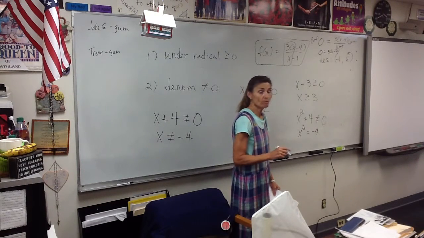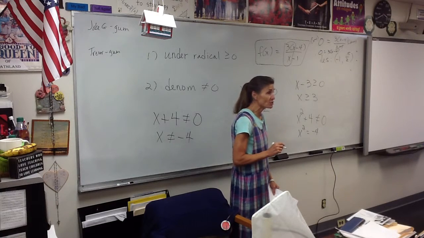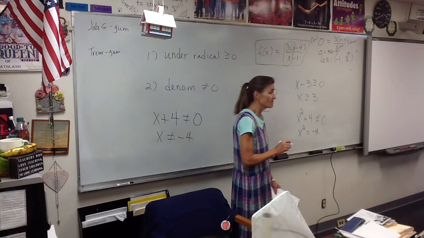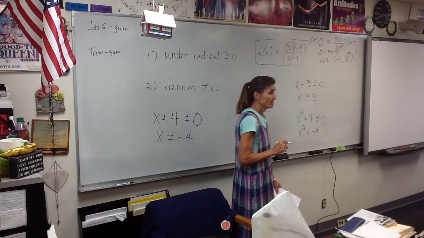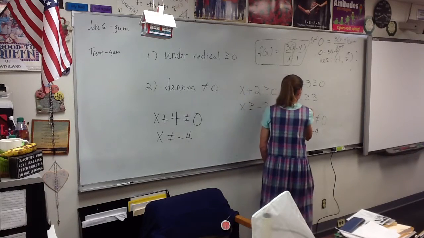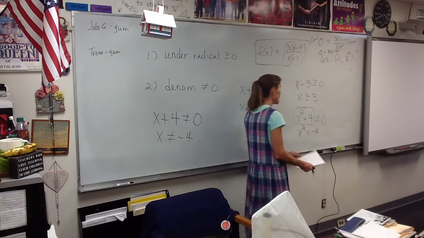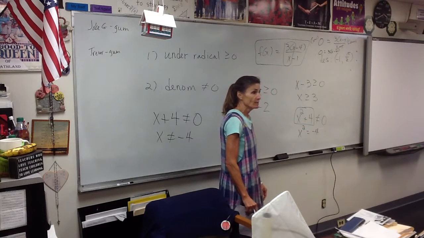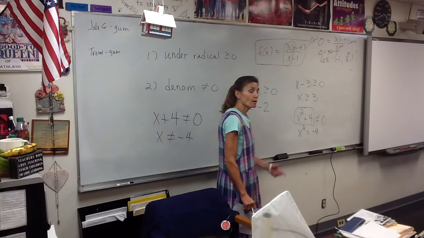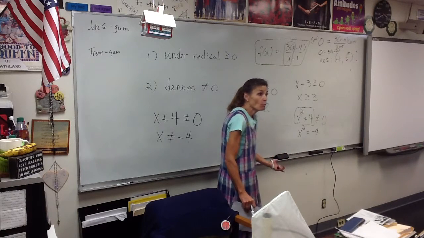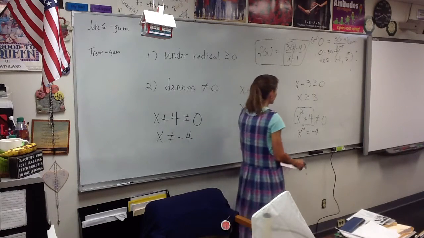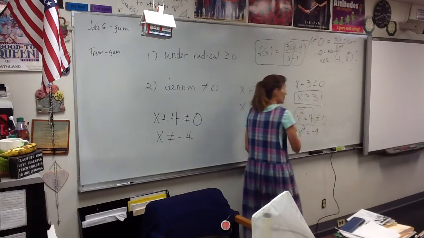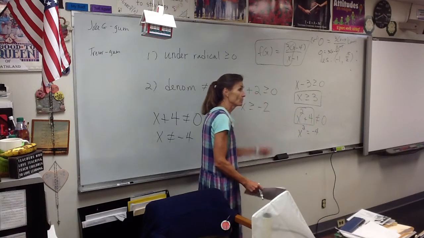We are keeping it real, folks. We are not interested in imaginaries. Not interested in, never have been. Can this denominator ever equal 0? Can you square something and add 4 and get 0? It's not possible. So I don't have to worry about it. It won't be 0. So what's the answer to the question? x is greater than or equal to 3.